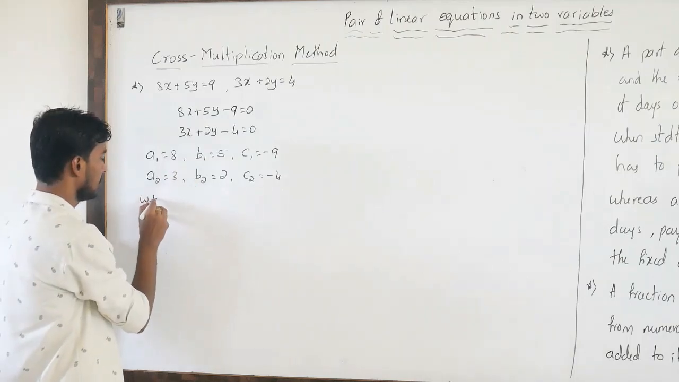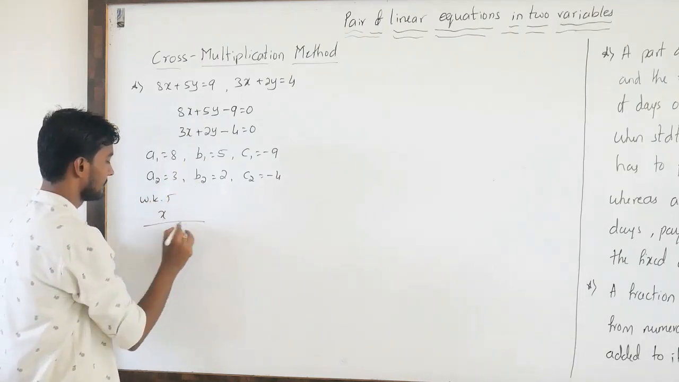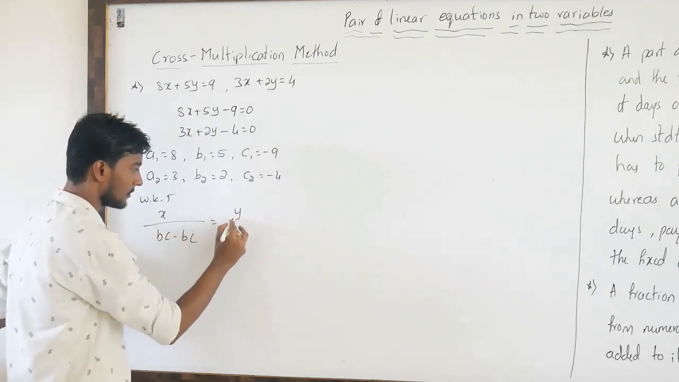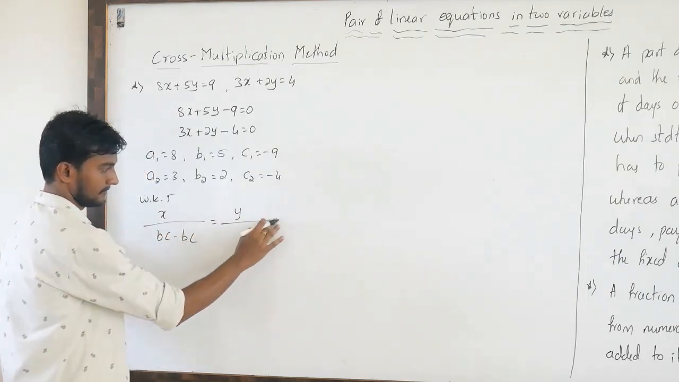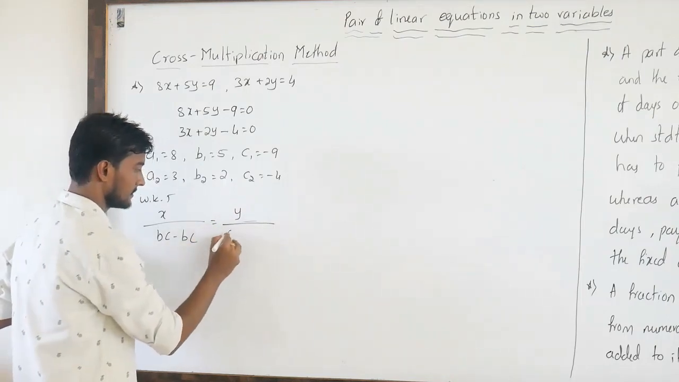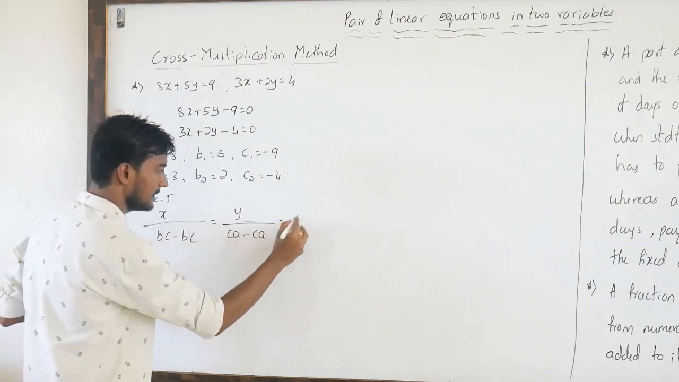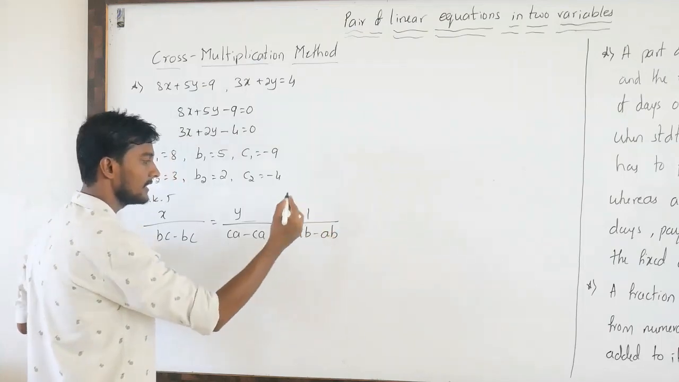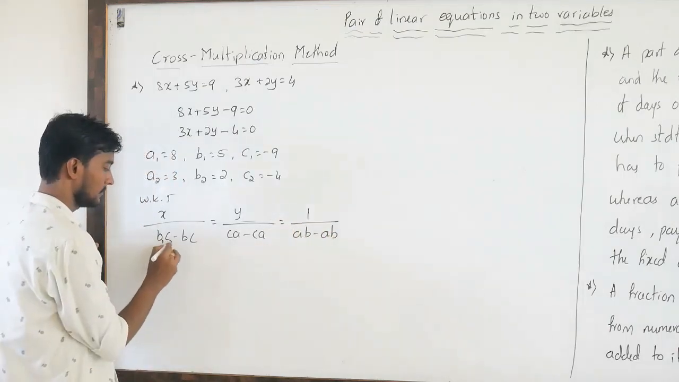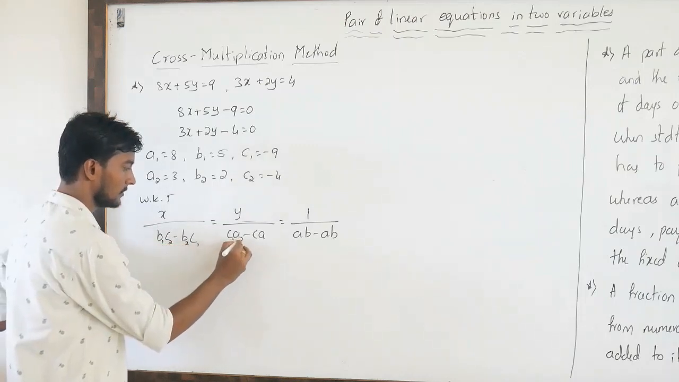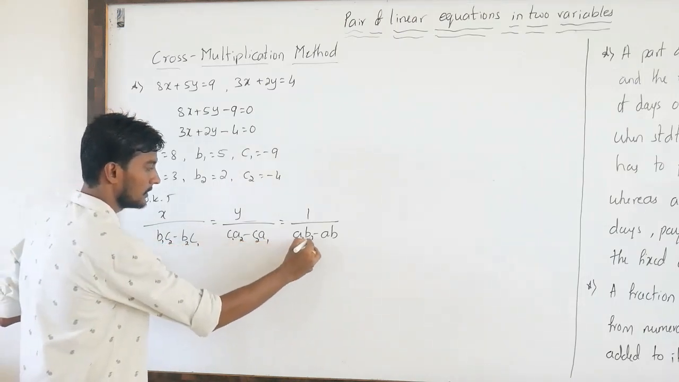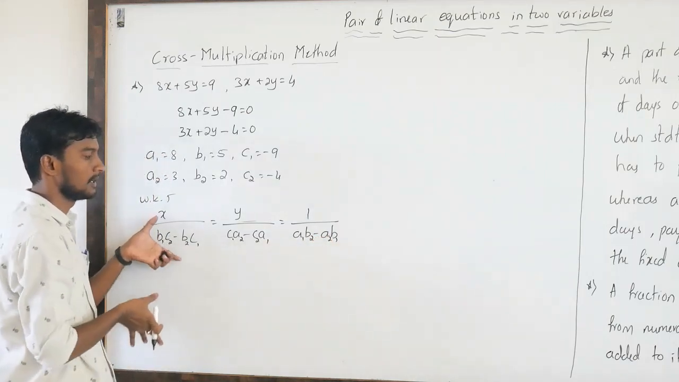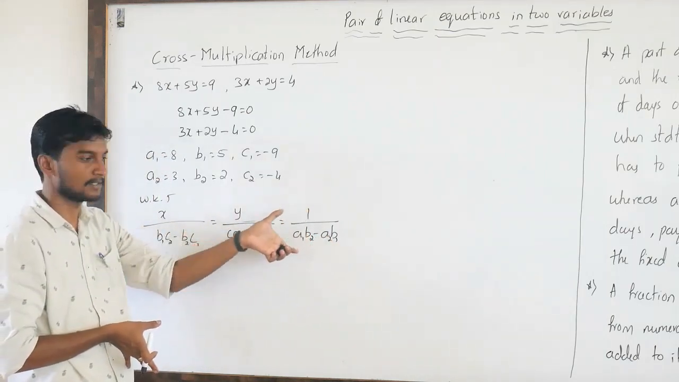Already we know the formula: x divided by b1c2 minus b2c1 is equal to y divided by c1a2 minus c2a1 is equal to 1 divided by a1b2 minus a2b1. So this is the formula. I have told you how to write this one in the last class. So it is an easy method.